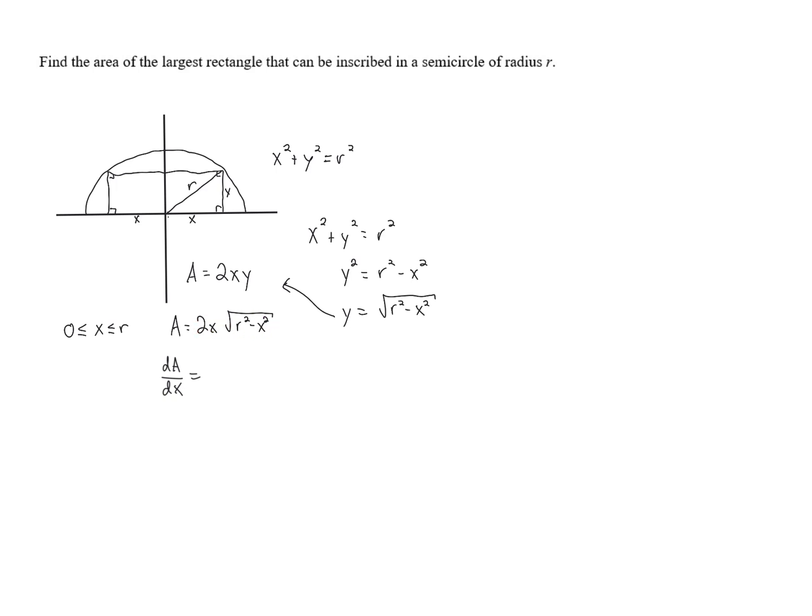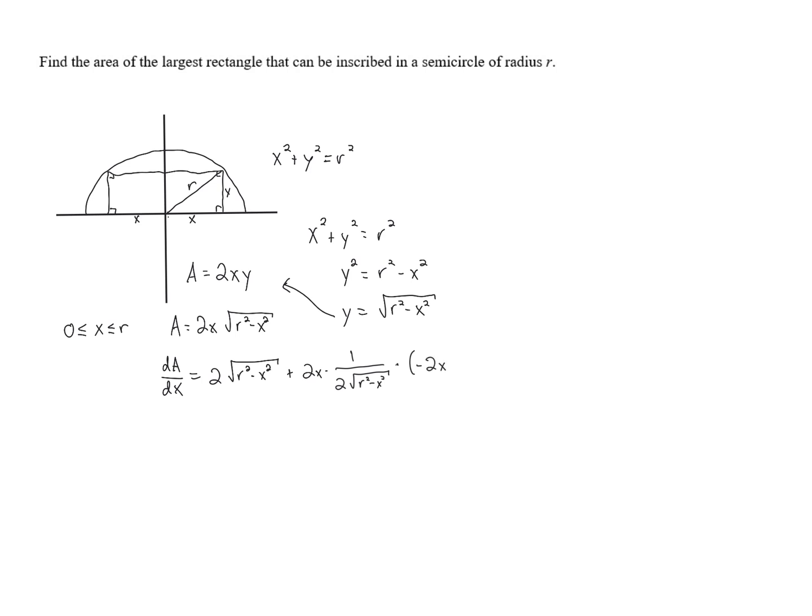The derivative of 2x is just 2. So it's going to be 2 times the square root of r squared minus x squared, plus the first, 2x, times the derivative of the second. The derivative of the square root of u is 1 over 2 root u. So that's 1 over 2 root r squared minus x squared, times the derivative of the inside, which is going to be negative 2x.